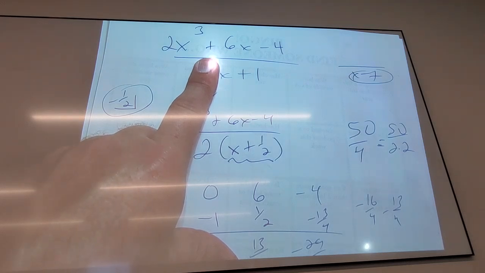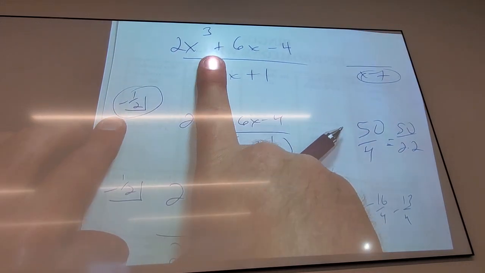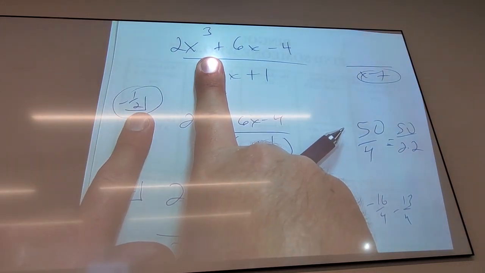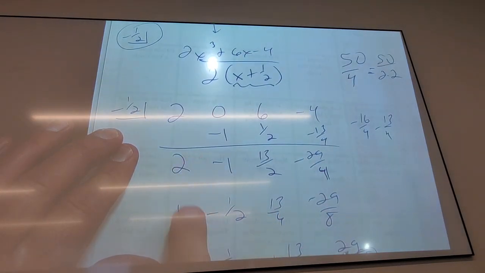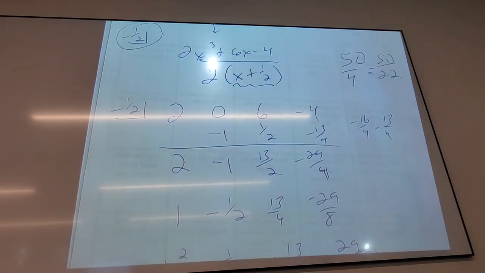Right? You would have put a -1 in here, correct? Yeah. You would have synthetically divided and then you would have been done. I wouldn't have to have done this. Right? But if we, I don't know.